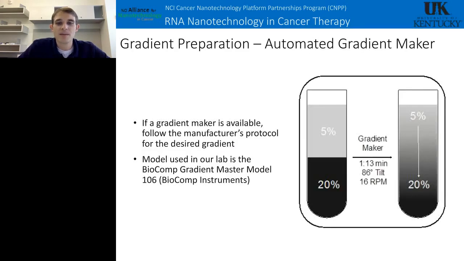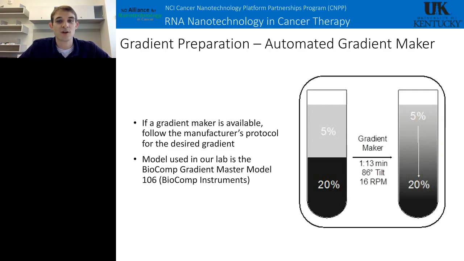But for us in the lab, we have an automated gradient maker. To do that, all you do is make your two different sucrose solutions. For example, here we're making a 5 to 20% gradient. So we have a 5% sucrose solution, and we have a 20% sucrose solution. And then for this gradient, you rotate it for 1 minute, 13 seconds at 86 degrees tilt at 16 RPMs.